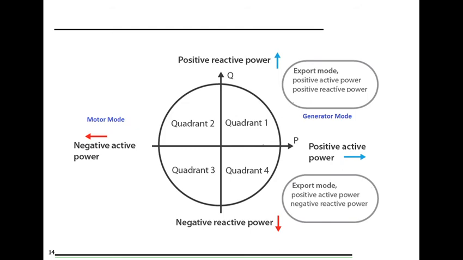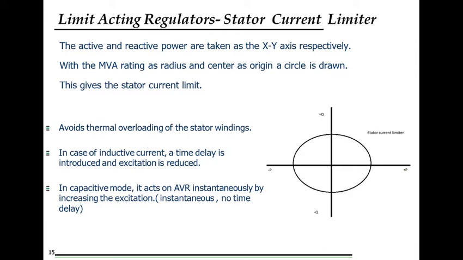A synchronous generator should never enter the motoring mode. So for the capability curve, we will consider only the first and the fourth quadrant where the active power P is positive. As earlier discussed, the capability curve consists of three limiters. One is the stator current limiter, second is the rotor current limiter, and the third one will be the end ring heat or end part heating limiter.